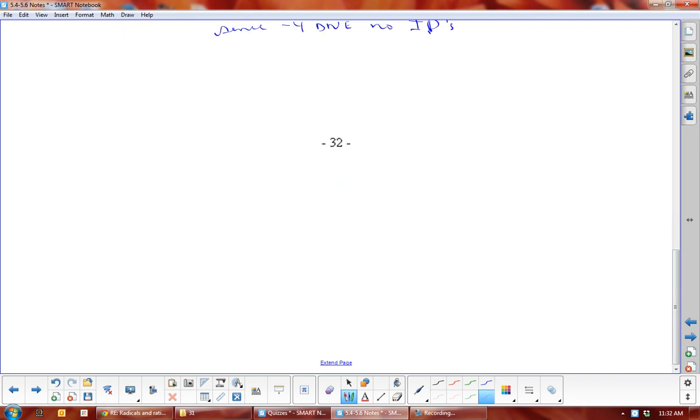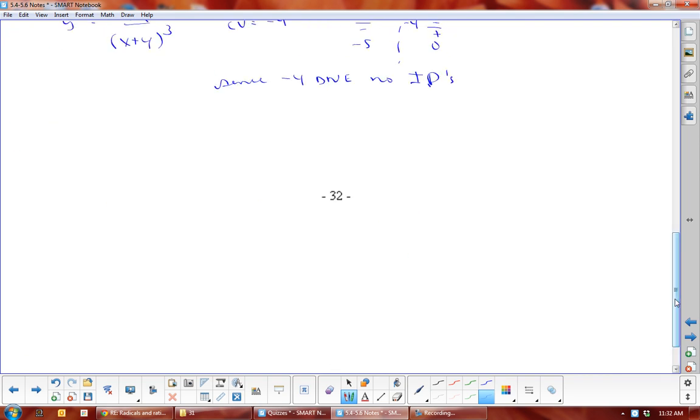Okay, now we just draw it. Fun part. Okay, so starting right from the beginning, domain x cannot equal -4. Okay, intercepts. I have an intercept at 0, -1, a y-intercept of 0, -1.